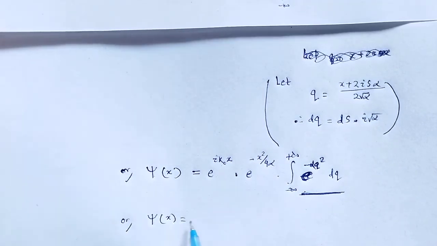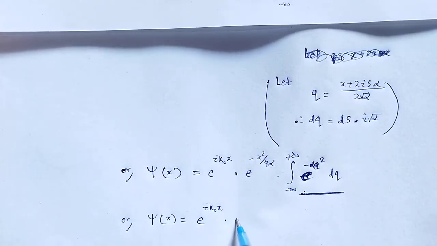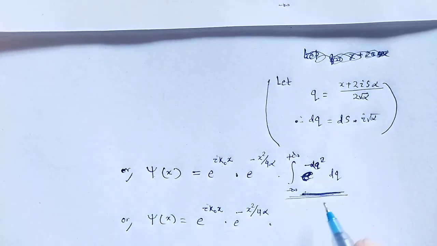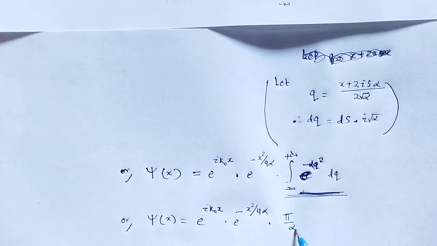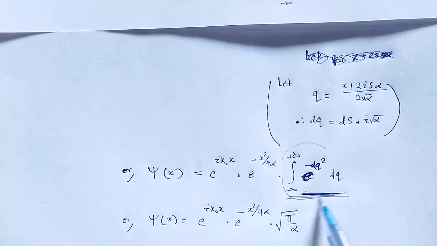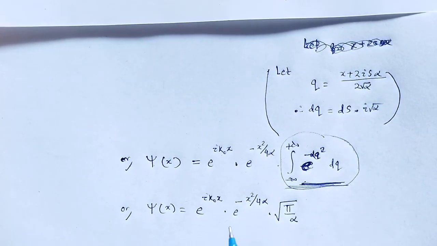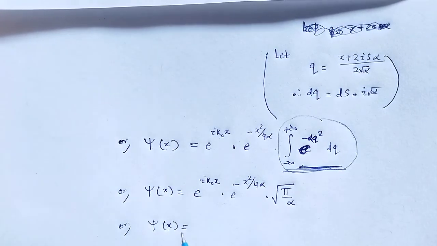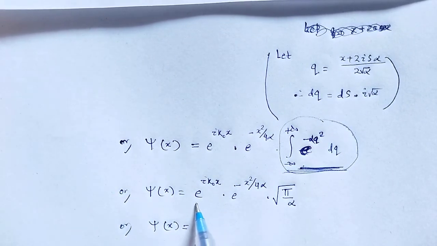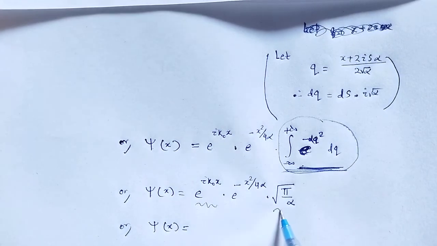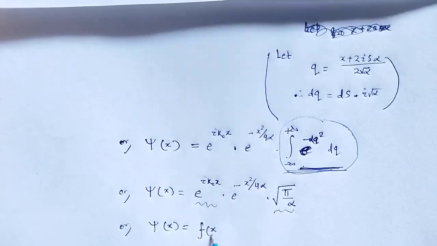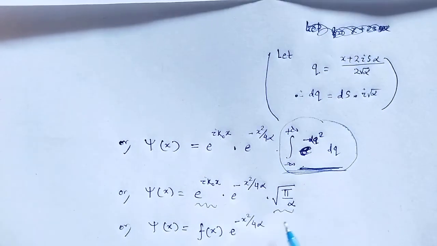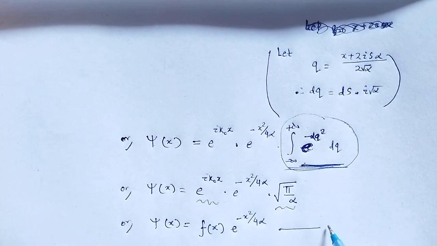Now psi of x is equal to e to the power i k naught x e to the power minus x square by 4 alpha into the integral value, which is nothing but under root of pi by alpha. Now psi of x is equal to, combining those terms as f of x, e to the power minus x square by 4 alpha, at equation number 4.